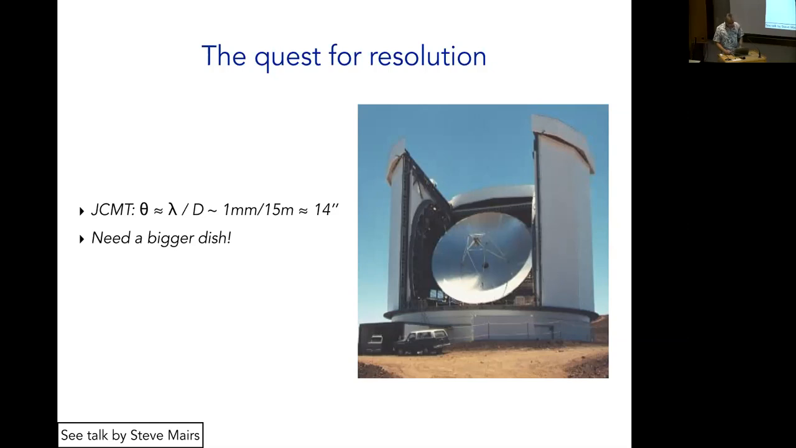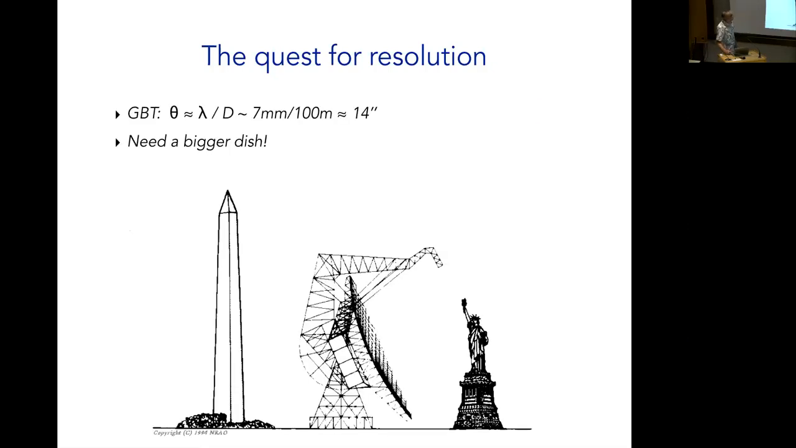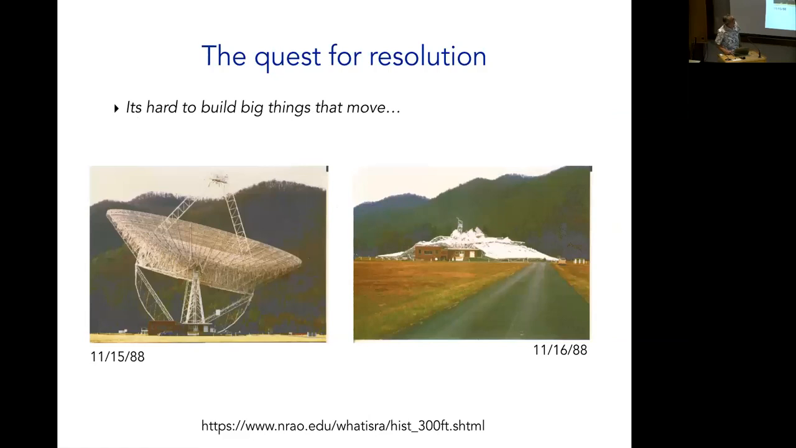All right, so let's build a bigger dish. Let's build the GBT. That's 7 times bigger than JCMT, 100 meters across. Unfortunately, it only observes at 7 times the wavelength, so lambda over D is the same. The resolution of the GBT is roughly 14 arcseconds at its shortest operating wavelength. This is a big dish, in fact the largest steerable structure in the world. There was a bigger steerable structure, but it broke. It's very hard to build these things.